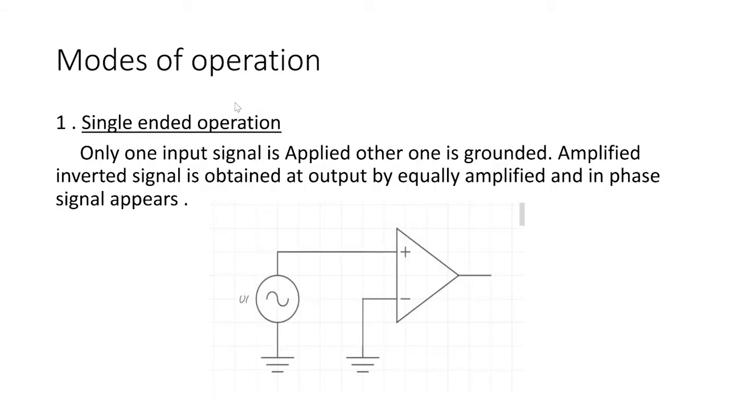Modes of operation. Single-ended operation. Only one input signal is applied, and the other one is grounded. Here we can see only one supply is given and the other one is grounded. An amplified inverted signal is obtained at the output, with an equal amplified and in-phase signal. The output will be inverted and amplified.